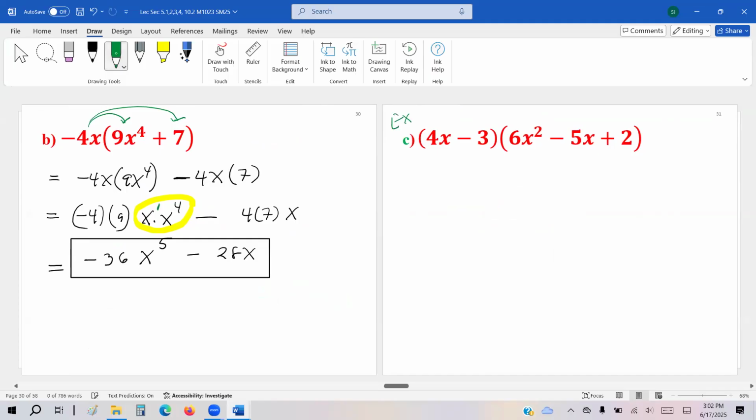And now, this will be on the exam. And this also on the final exam. At least one of the multiplications you'll have on the final exam.